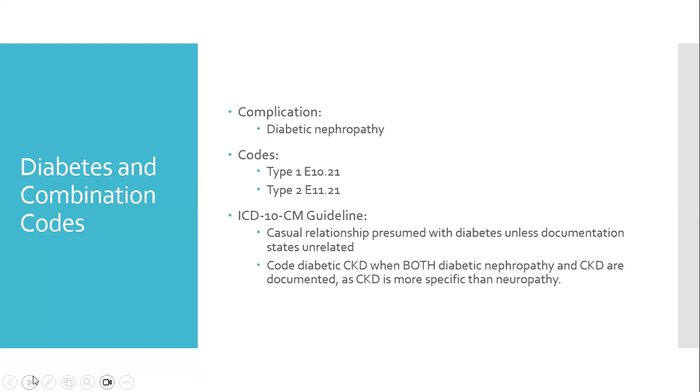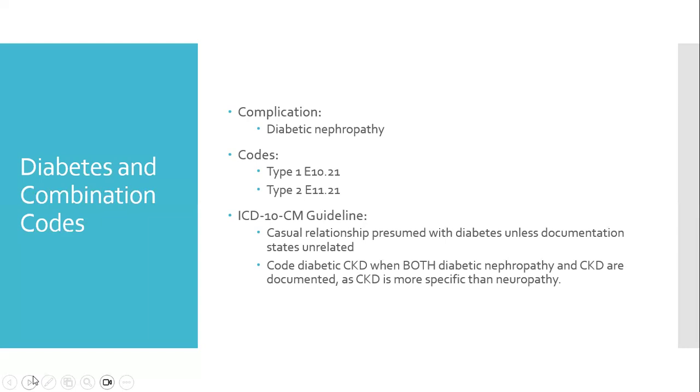Remember that we have this causal relationship, which means that there is a presumed relationship between diabetes and nephropathy, unless the provider directly documents that the conditions are unrelated. But 99% of the time, these conditions are in fact related or due to the diabetes, and will always be coded as a combination code, and then it will give you the parameters within the code also.